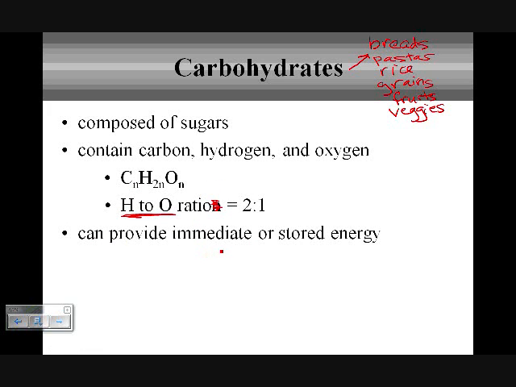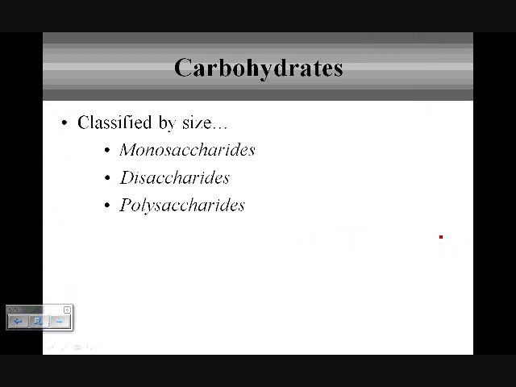Carbohydrates are an immediate source of energy as well as a stored source of energy. We know that carbohydrates are going to give us more bang for the buck. That's what I typically tell you guys. They're going to be our best energy source, which makes a lot of sense if you think about what you eat when you need lots of energy. Carbohydrates are water soluble, so they are going to dissolve in water.